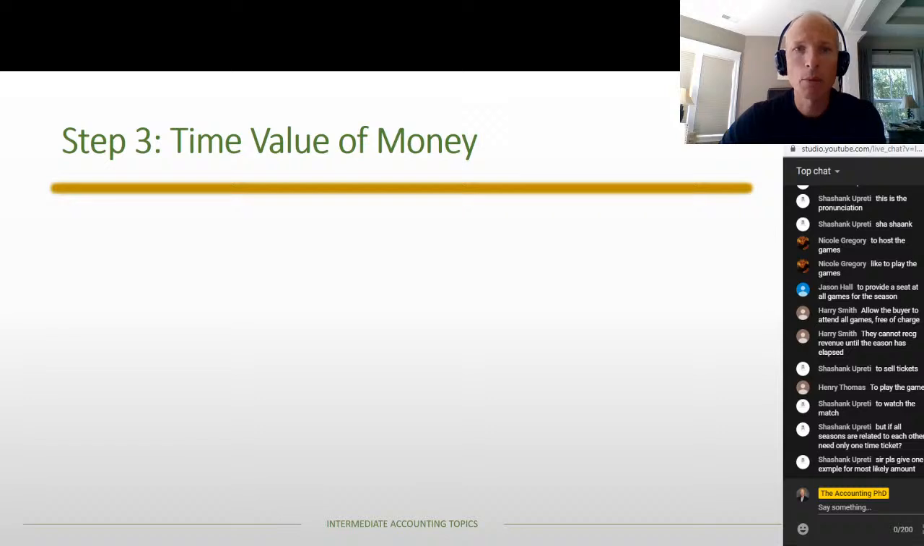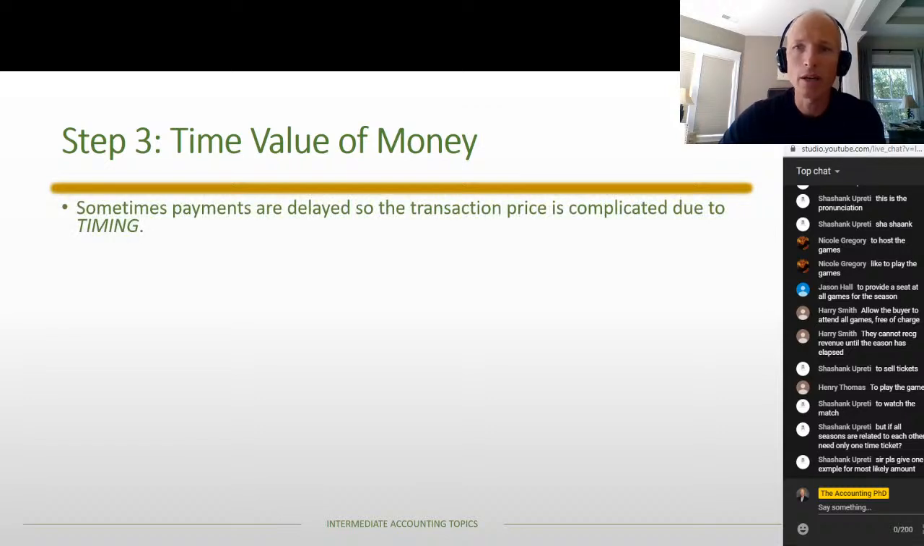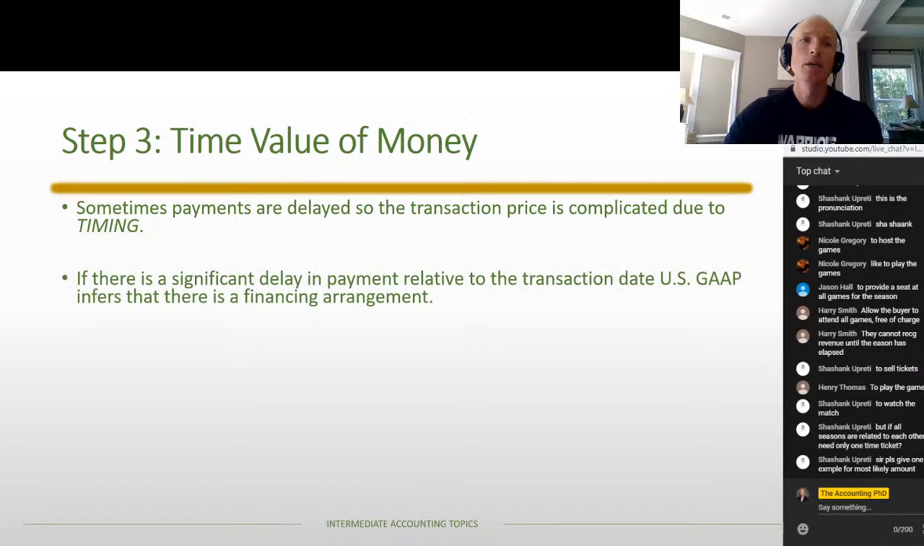All right, so now let's talk about the time value of money. Sometimes payments are delayed, so the transaction price is complicated due to timing. So it's not the amount, it's the timing. If there is a significant delay in payment relative to the transaction date, US GAAP infers that there is a financing arrangement. In other words, US GAAP basically says, hey, you had a significant delay, you have a financing arrangement, and you must treat it as such.